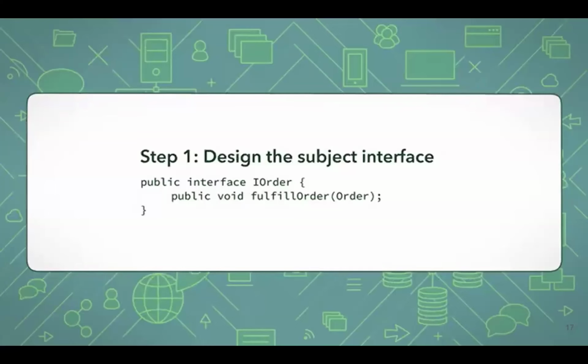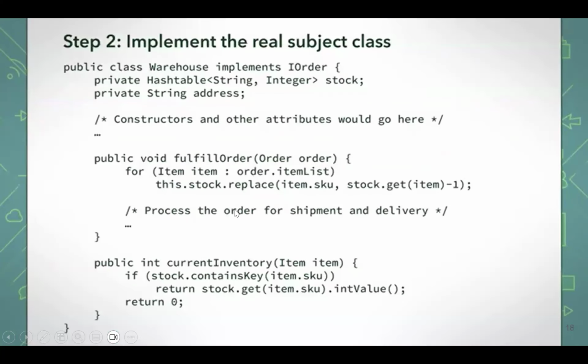Right. So let's see how the implementation is. This is the design, there's a subject interface. As you know, in an interface we implement only the signature, and the return type is void. And then you implement the real subject class. In this case, the real subject class is the warehouse class, where you have the stock items and the current stock level and everything.